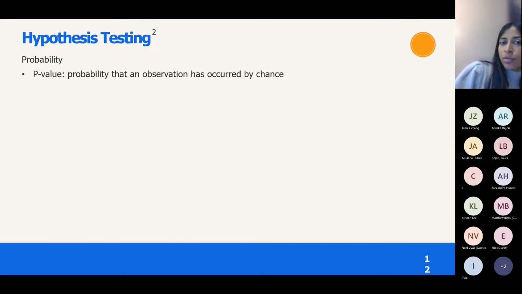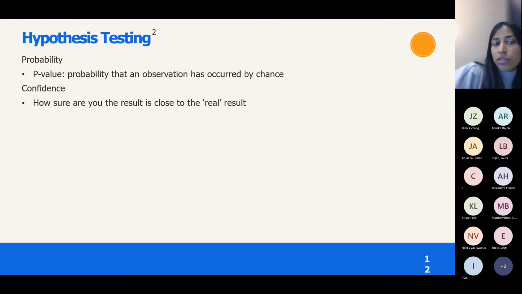So how else can we test the hypothesis? You can talk about a few different things. The p-value, which is the probability that an observation has occurred by chance, and then confidence intervals, which is how sure are you that the result is close to the real result. A confidence interval is good when it's narrow, and that means it's more likely to represent a true effect, and a large confidence interval is less likely to be significant.